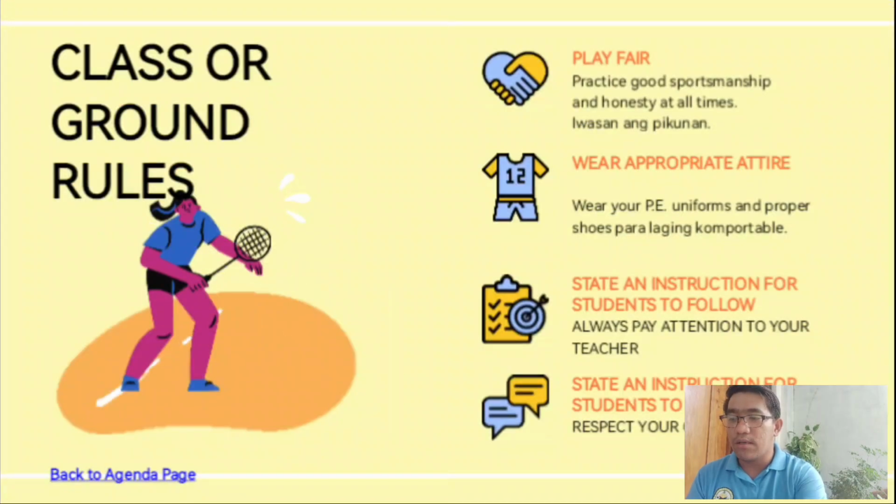Okay, so class rules. Number one is to practice good sportsmanship and be honest all the time, and also listen to your teacher, and wear a proper uniform when you enter the classroom. Always pay attention to your teacher while he discusses badminton, and also respect your classmates when they are reciting.